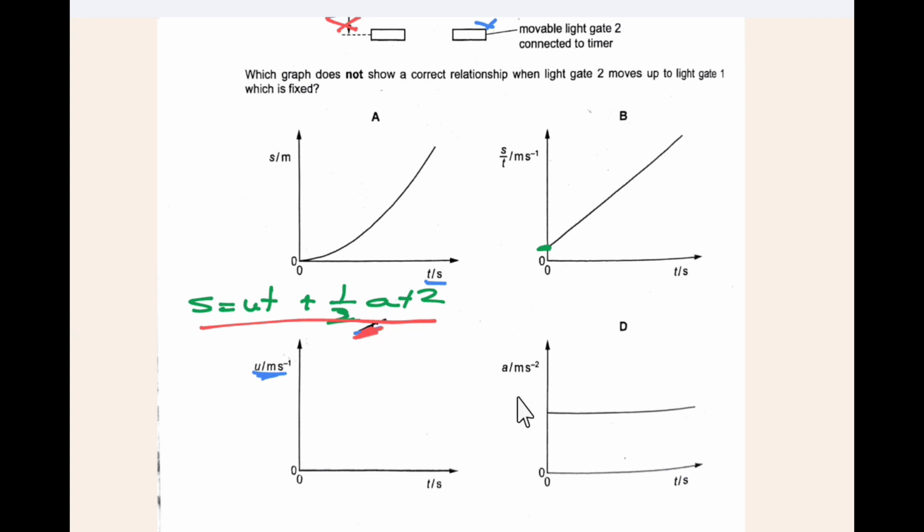Then here it is a graph of acceleration against time. If we see it, then acceleration is constant, that is 9.81. So whatever the value of T, acceleration is constant. So this statement is also correct. So the only graph that is wrong is C.